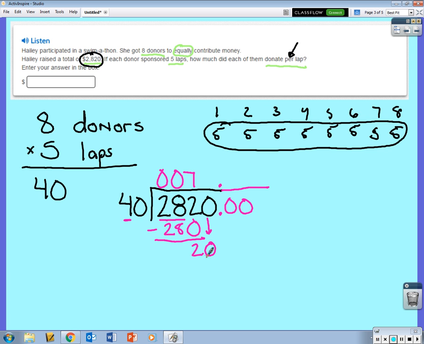Will 40 go into 20? No, it will not. I don't automatically bring down another 0. I now need to identify and indicate that 40 does not go into 20. So I put the 0 up here. Now I bring down another 0.